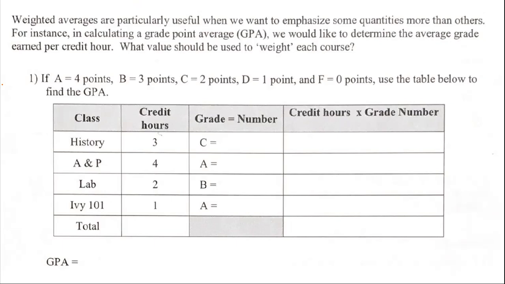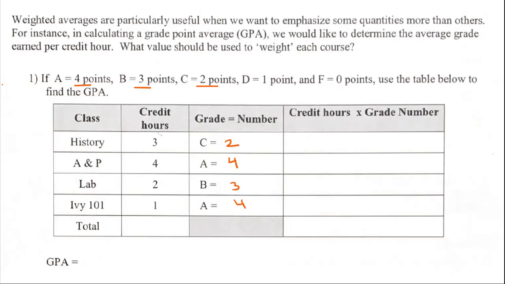For the first one, history, this student got a C. We look up our chart and get 2 points, so we write 2 points here. For A and P, the student got an A, which is fantastic, so 4 points for that. For the lab part, got a B, so that's 3 points. And for IV 101, got an A, so another 4 points.